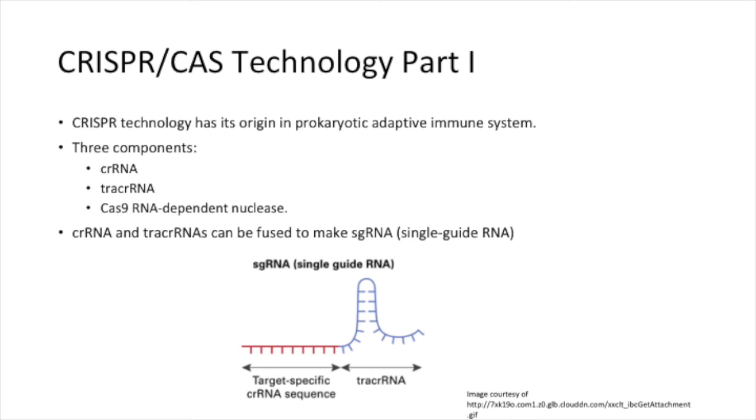A complex structure formed between crRNA and tracrRNA is then recognized by a Cas protein, which is brought to the target site and exerts its nuclease activity. For convenience sake, crRNA and tracrRNA can be fused to make a single guide RNA, which maintains the original activity of crRNA and tracrRNA.